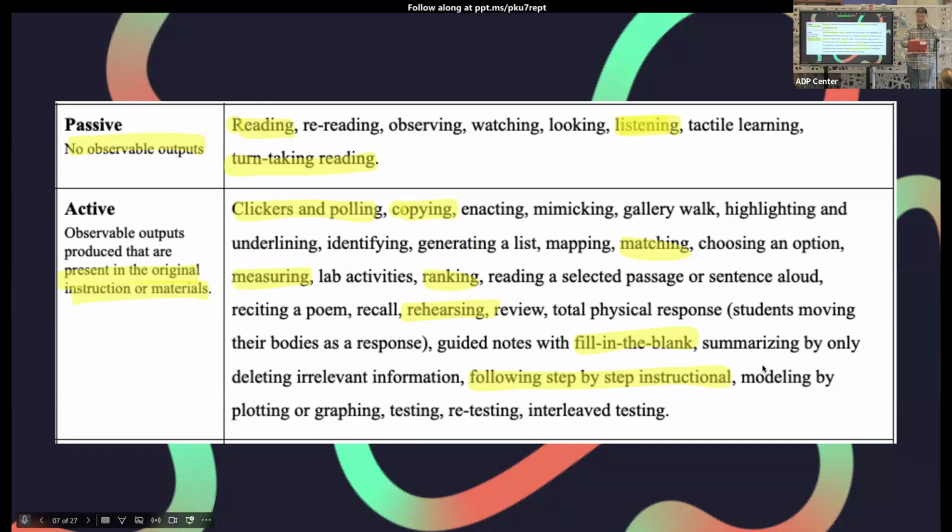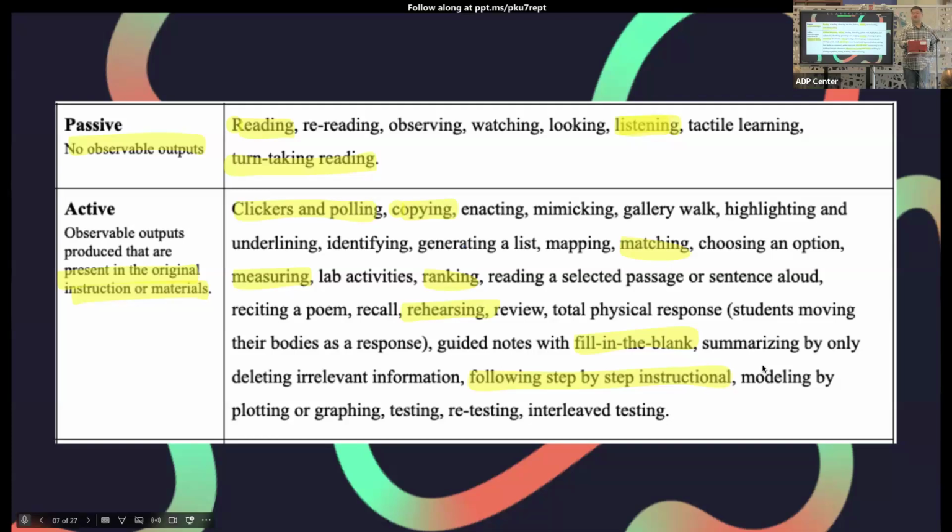Some active ones that you're all more familiar with, like clickers and polling. Do we even use clickers anymore? I use polling, I use Poll Everywhere, but clickers, copying, matching, ranking. Although I do like ranking tasks, if you don't ask them to explain, then the ranking itself is actually active because you don't know if they're actually generating something new while ranking. Rehearsing, fill in the blank, step-by-step instructionals, right? And I think a lot of the active learning that we think about is at this level.